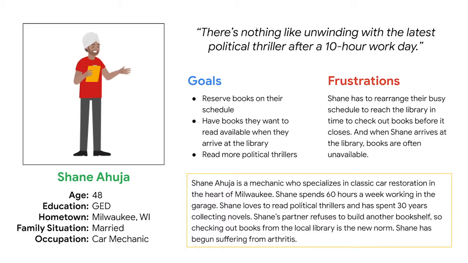Now that I've covered Shane's background info, I can focus on their needs as a library user. I'll note that Shane's goals are to be able to reserve books on their schedule, to have books that they want to read available when they arrive at the library, and to read more political thrillers. Shane feels frustrated at having to arrange their busy schedule to reach the library in time to check out books before it closes. By creating a persona, we're better able to tell the user's story, empathize with them, and eventually design a solution for them too.